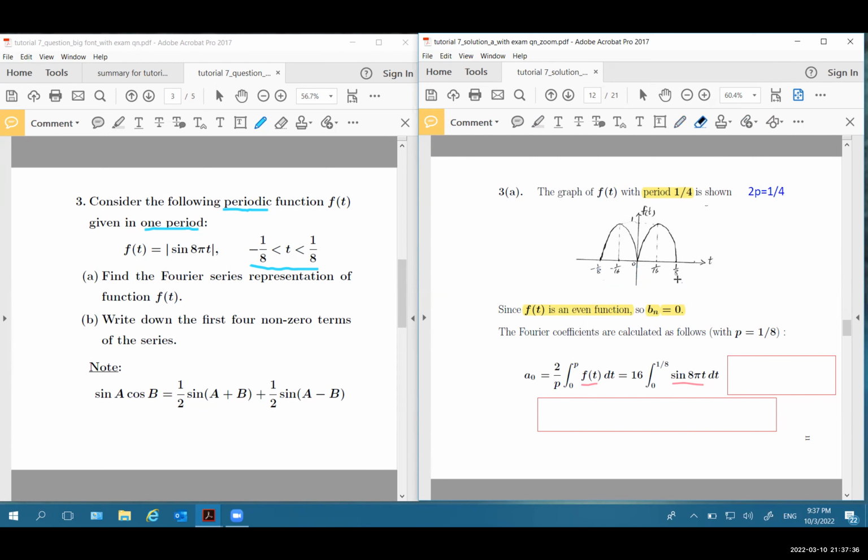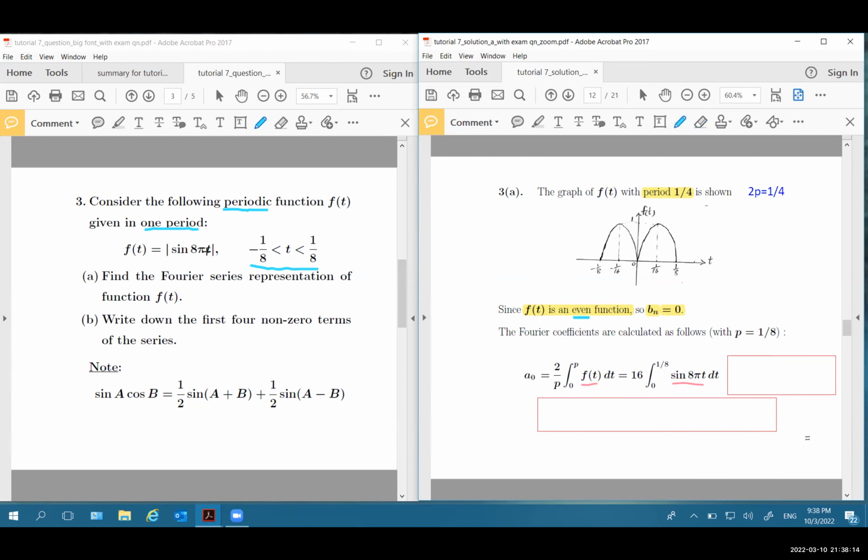So you look at this one period here. Now you look at this graph. What does it look like? This one looks like McDonald's, right? You all know McDonald's or not? McDonald's is the M, right? This one looks like the M, right? So you can see that it's symmetrical about the vertical axis. So that's why you say that your f(t) here is an even function. Okay, so that's how you know it is even.